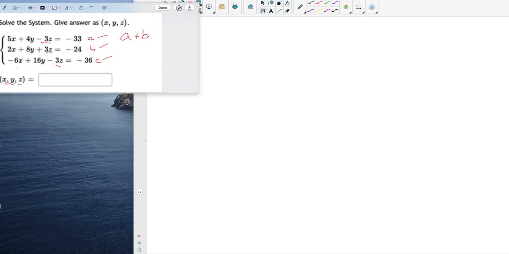And that's what you're trying to do in these problems. Sometimes you don't have numbers that are all the same. In this case, we do. The z's are the same, one's negative, one's positive. So I'm just going to add the first 2 equations.